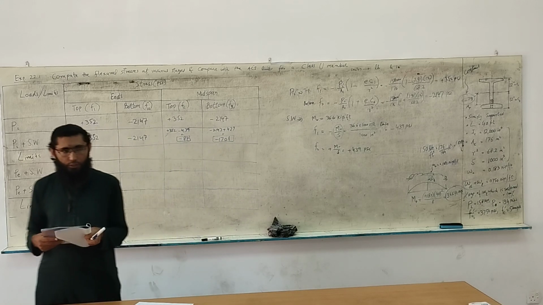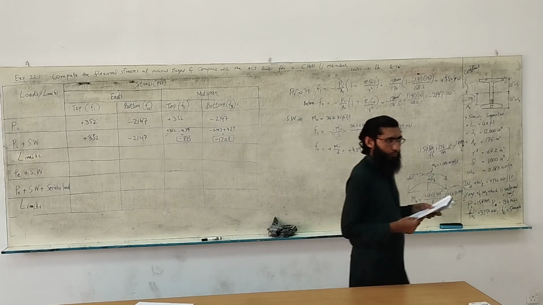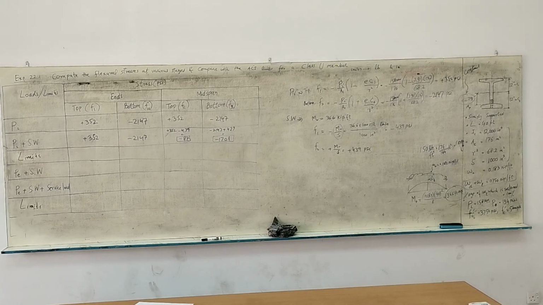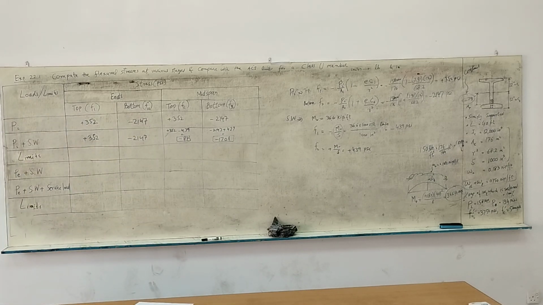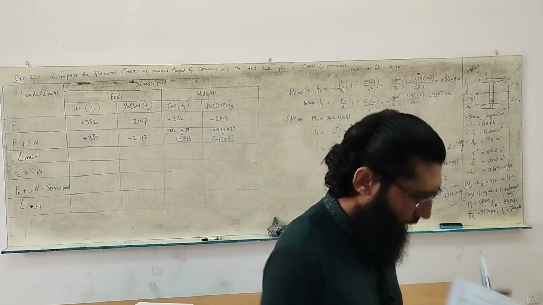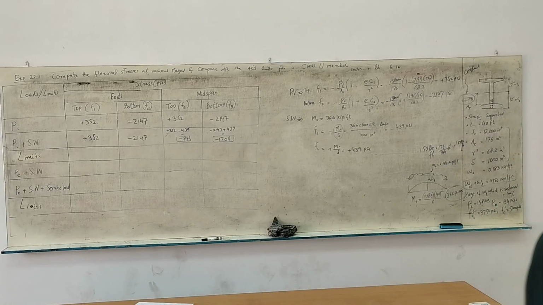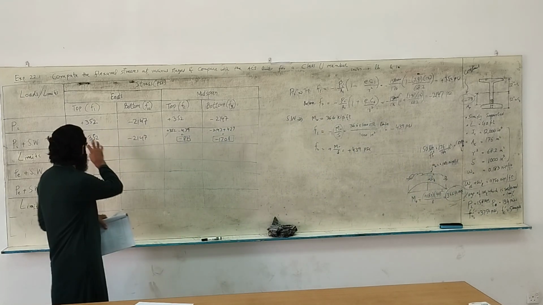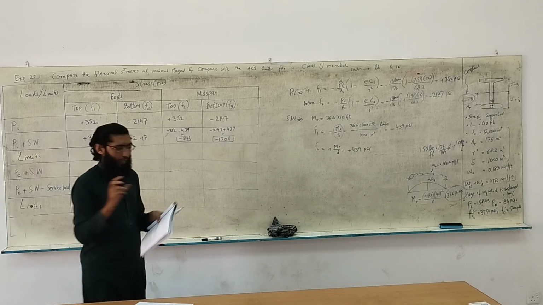Now look at the conditions. A says, have you got the tables? You should be looking at your mobile screens. That's where the table is, I think. So what does A say? Extreme fiber stress in compression immediately after transfer, except as in B. Now, what I want to ask you is, we've got these four stresses, top and bottom, so where does that limit apply?